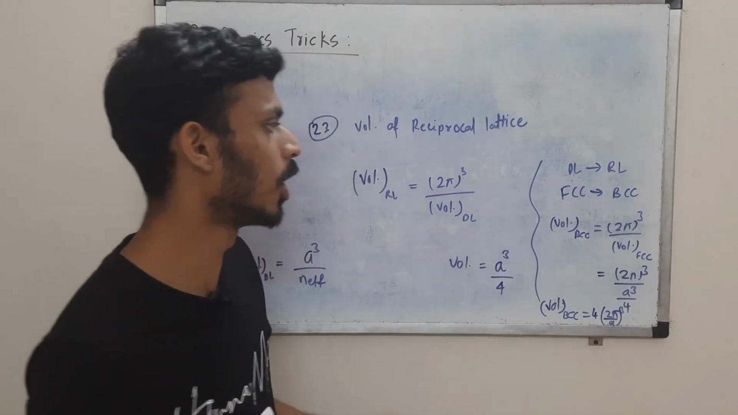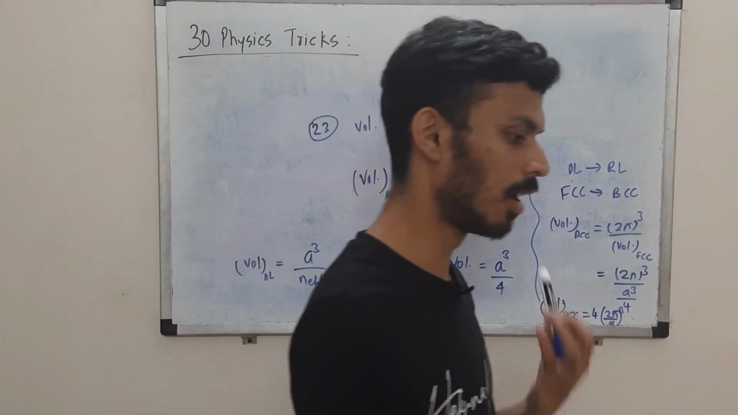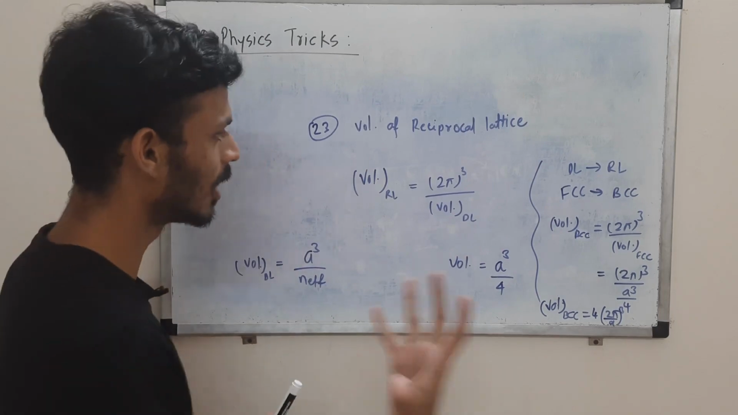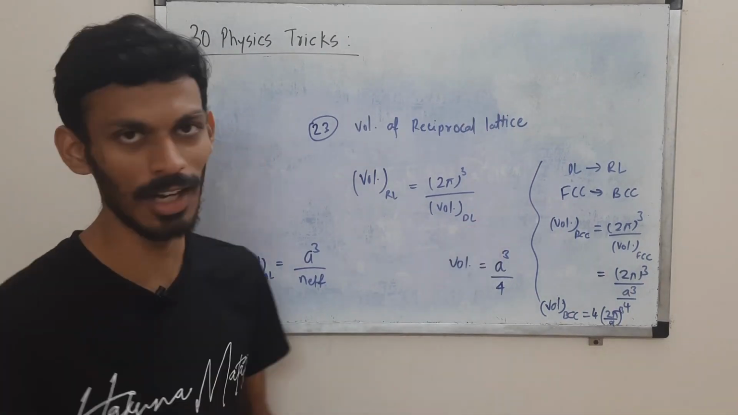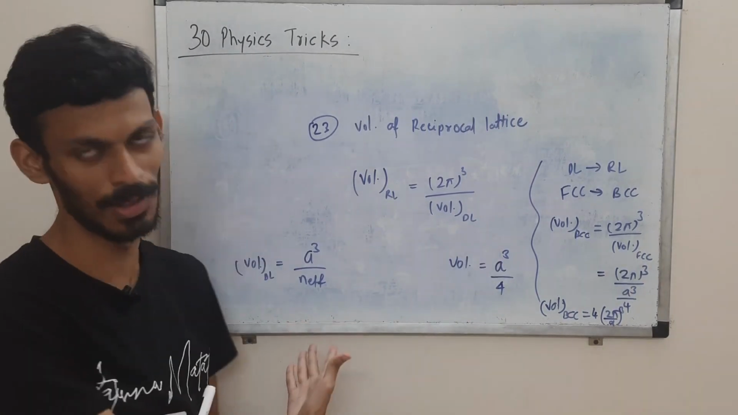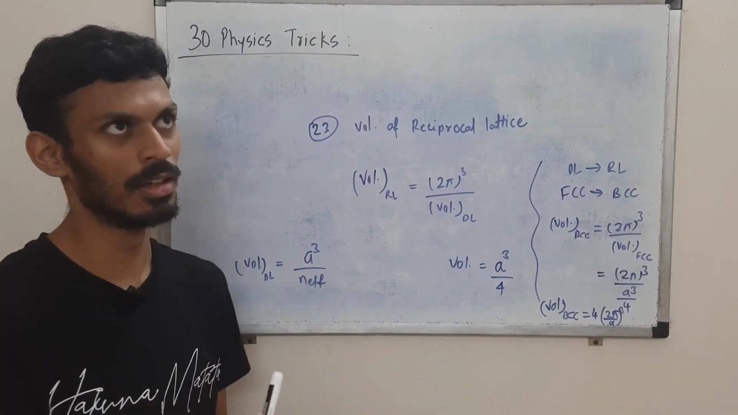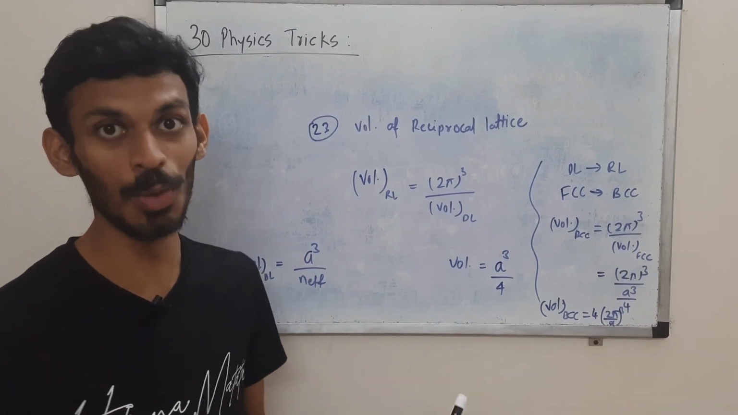So yeah, this is a shorthand way of finding the volume of the reciprocal lattice when you're given the direct lattice. And for direct lattice, this is the formula, okay? A cube divided by the number of atoms among which a cube is shared.